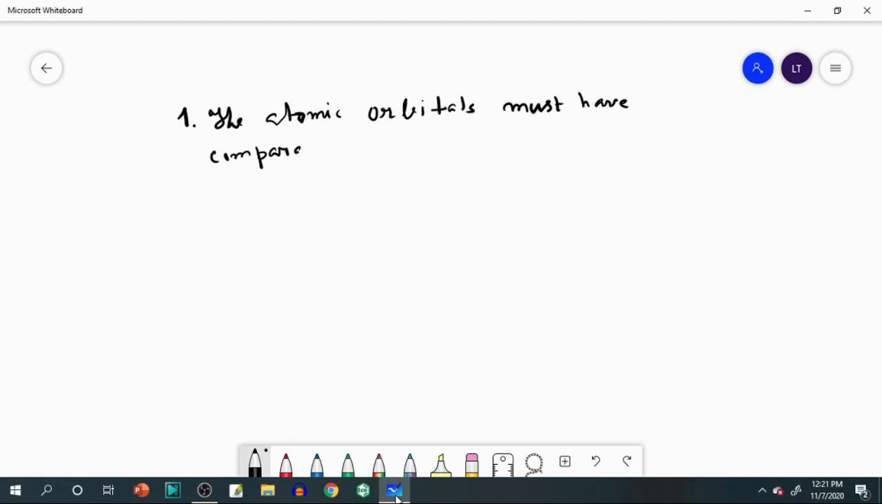Okay, my dear students, at first you have to know what conditions the atomic orbitals should fulfill to generate a molecular orbital. Condition 1: the atomic orbitals must have comparable energies. That is, the atomic orbitals should have approximately the same energy. If one atomic orbital has much higher energy and the other is much lower in energy, they will not combine. They must have almost equal energy to form a molecular orbital.